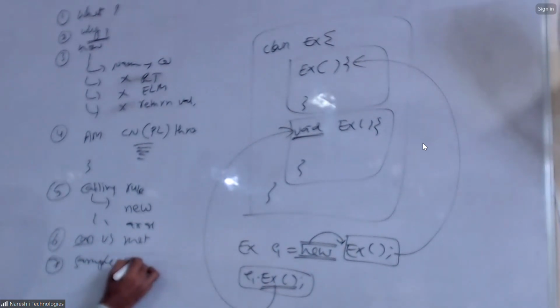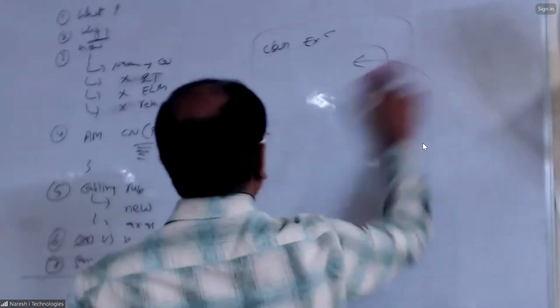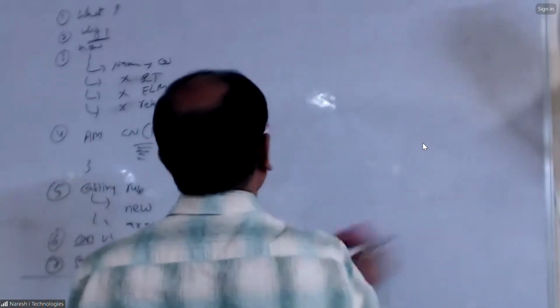And the 7th point, sample program. Sample program we have understood already. Sample program with default constructor, sample program by creating a constructor. Then the next point we have understood: types of constructors. How many constructors do we have in the project?